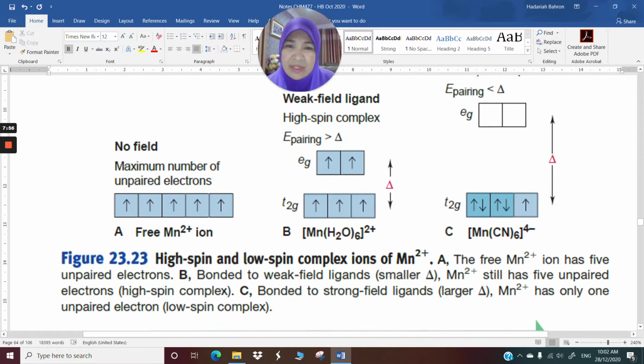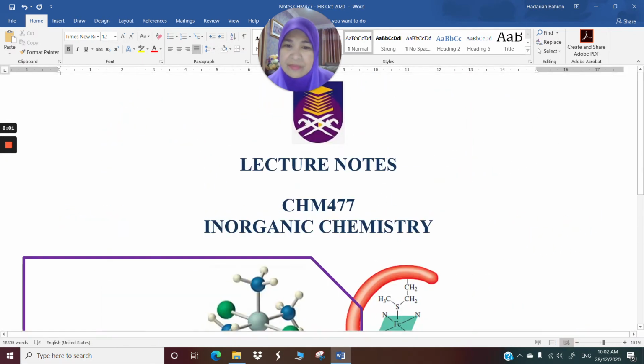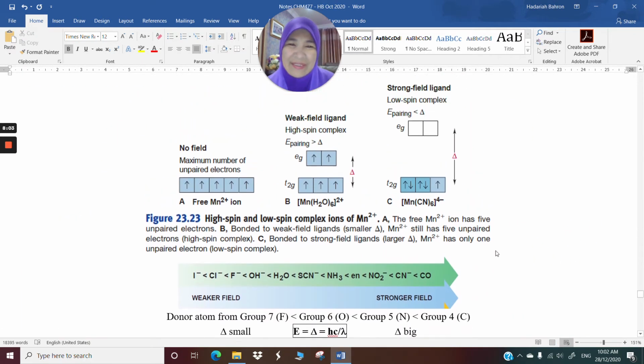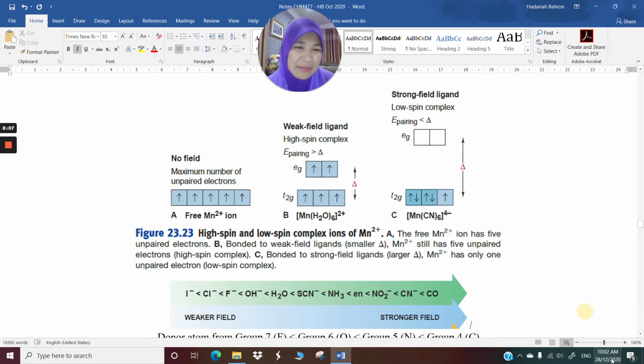Yep. Water is a weak field ligand. There you go. This is messing up with me.